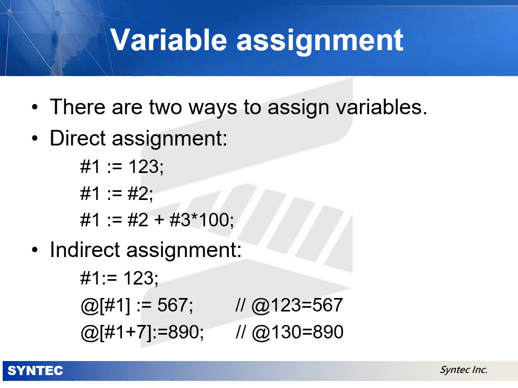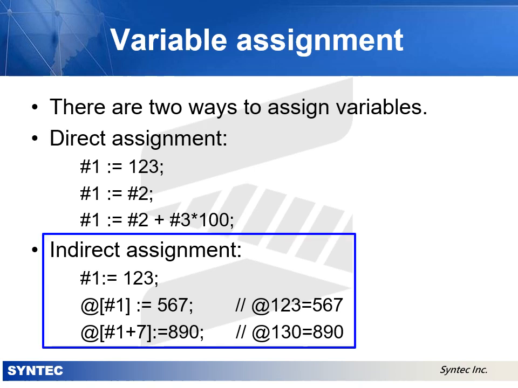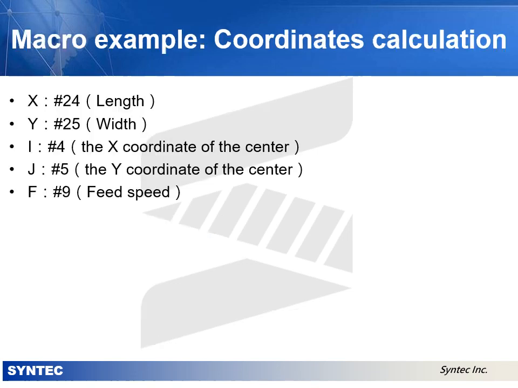There are 2 ways to assign variables. The first is direct assignment. That is assigning a variable to equal a value or variable, or even a formula. The second is indirect assignment. That is using brackets to define the variable number itself to be a variable or formula, so that users can use variables more widely.